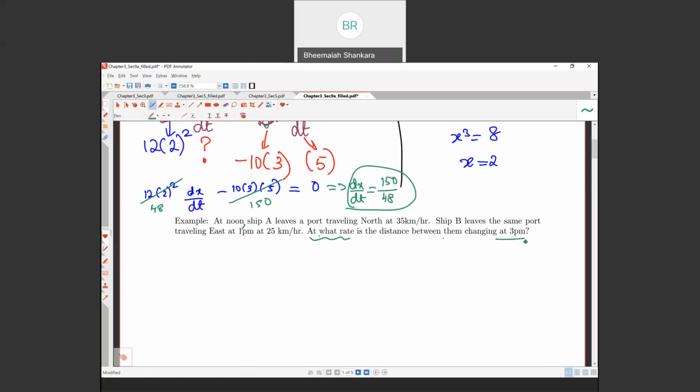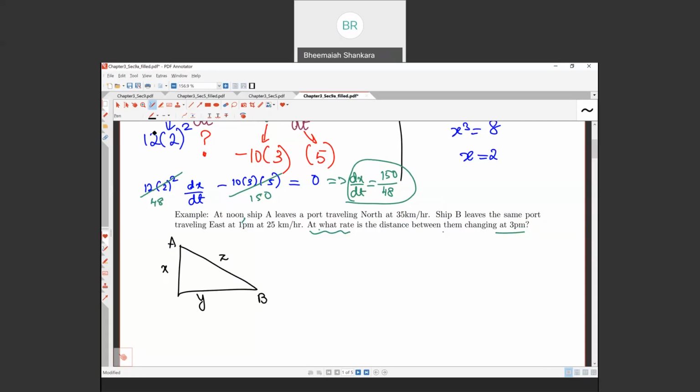So first let's draw a right triangle with x, y, z as the lengths of the sides and mark ship A and ship B. Ship A leaves the port traveling north and ship B leaves the port traveling east. Also mark here that there is a 1 hour lead. This distance shows that there is a 1 hour lead for ship A.